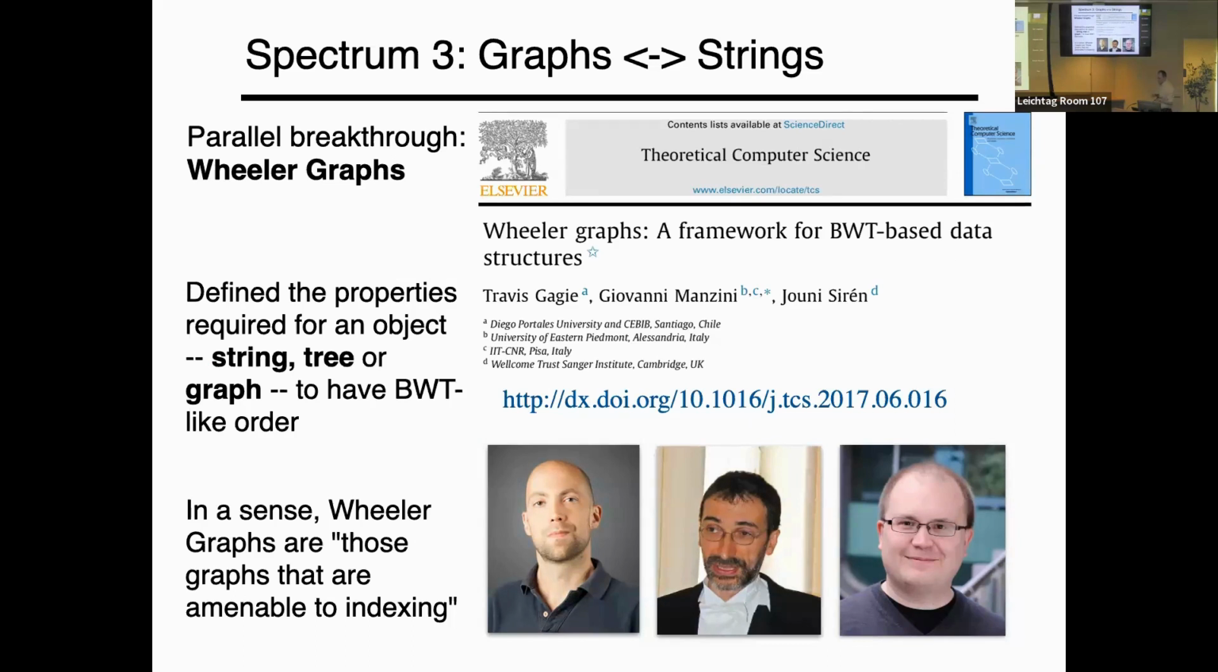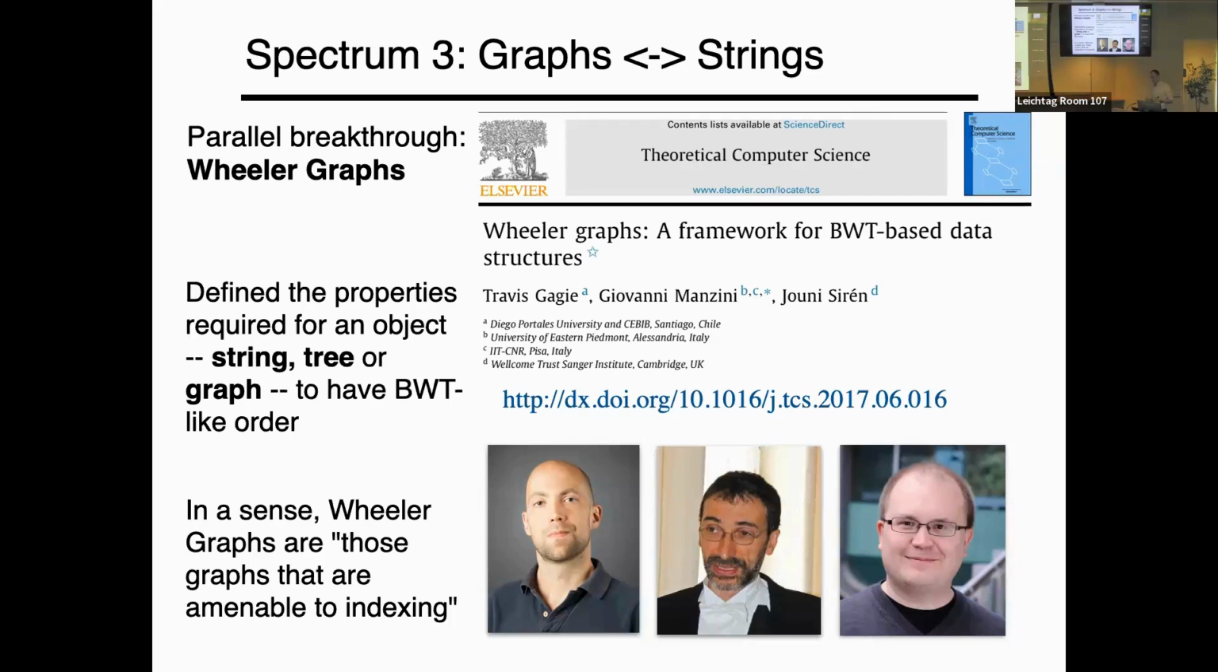So I think that the paper that really helped us to think about graph pangenomes the most was this one, another breakthrough by these folks, including Travis, who I mentioned a few times, because they finally defined this thing that they called Wheeler graphs, also sometimes called Wheeler automata, which are not just strings. In other words, the BWT has been applied to strings, but this applies the BWT to a larger class of mathematical objects that include many trees and some graphs.